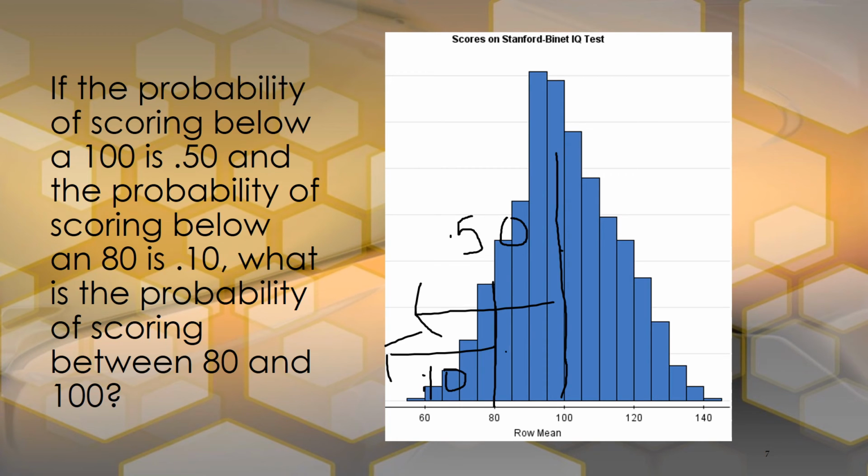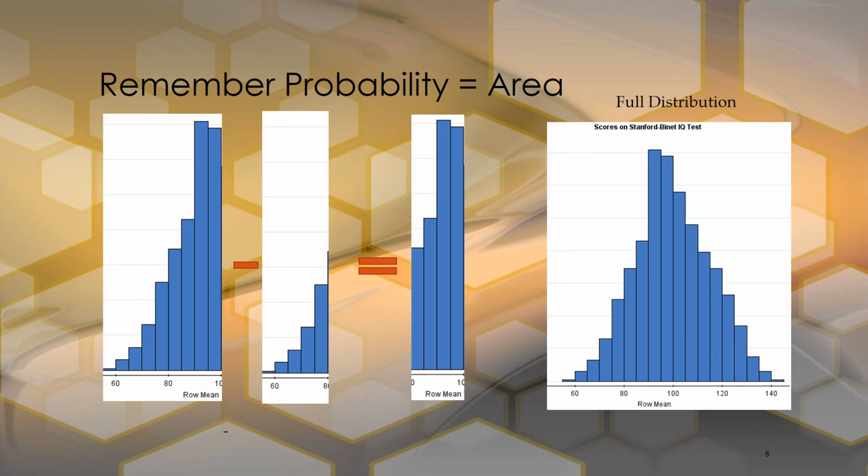So what would you think the in between here is? We're basically going to subtract them from each other. So we've got the probability of below 100, which is 0.50, minus the probability of being below 80, which is 0.10, and then we get the middle part here, which is 0.40.